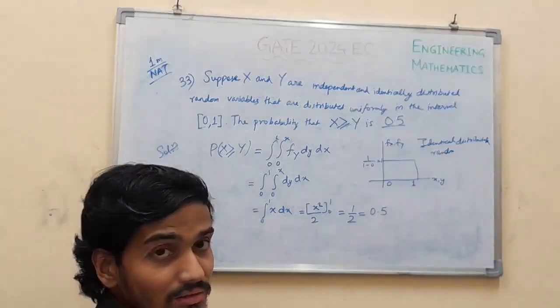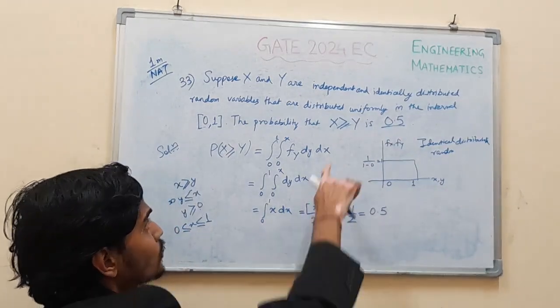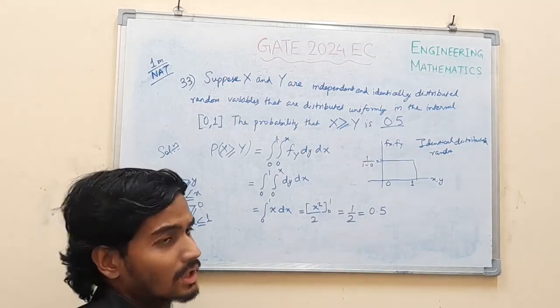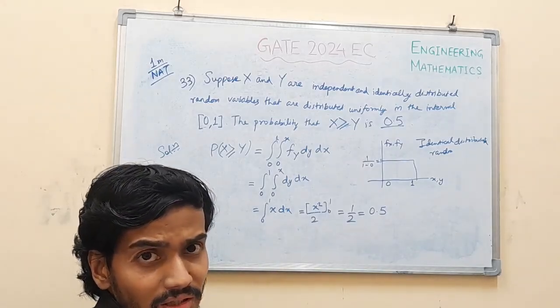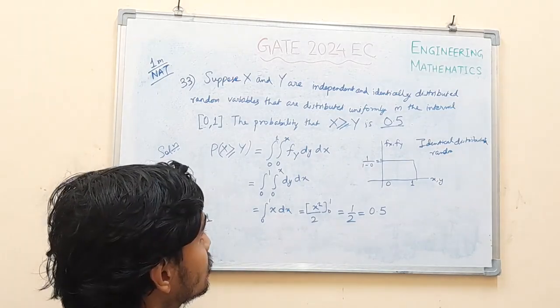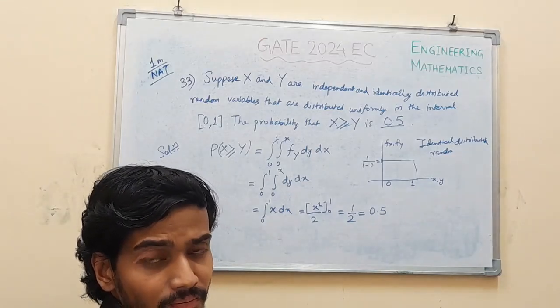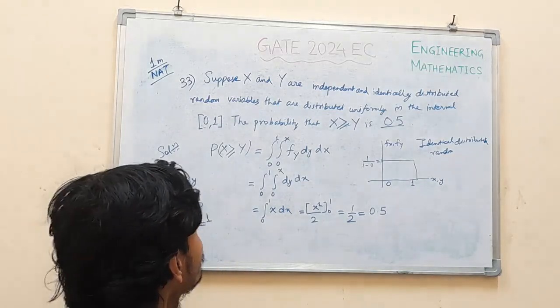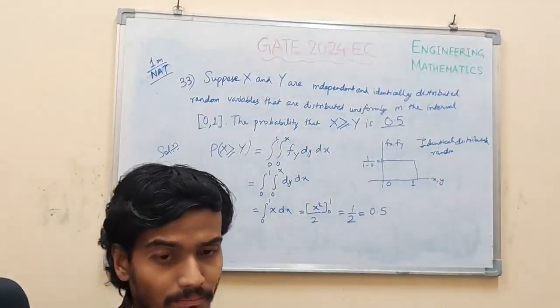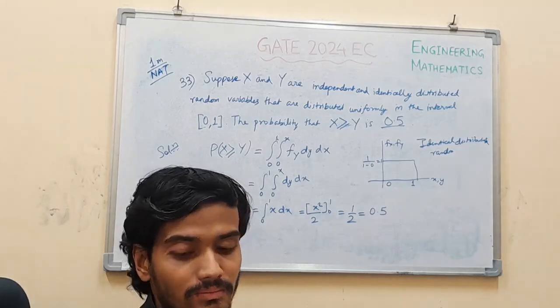Probability density function, identically distributed random variables. Let's solve this question to find the probability of x greater than y, which is 0.5. Explained the solution in detail with steps and explanation. If you have doubts or queries, please feel free to ask in the comments. And that's all for the solution to this simple question.